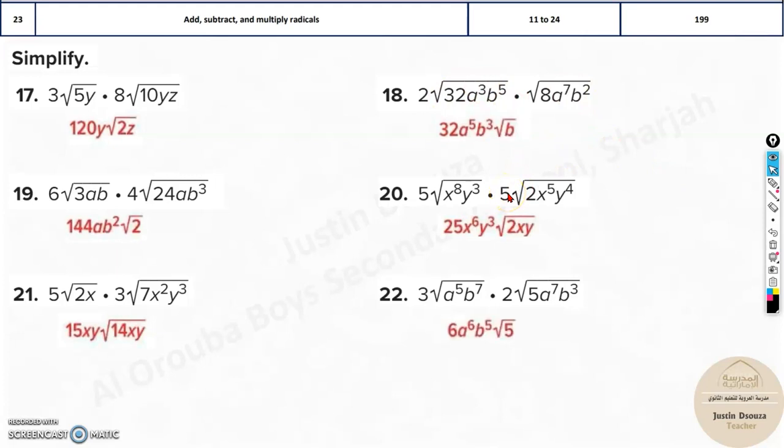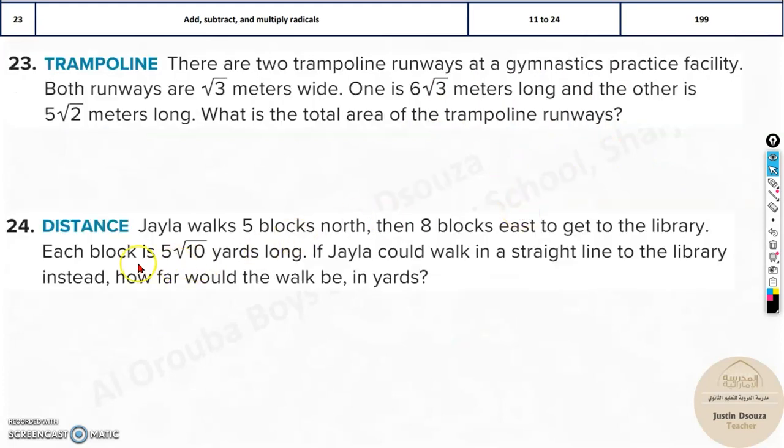Similarly, please do try the others. They are very straightforward. Once you understand the concept, it is really, really straightforward. Okay, then we have some real world problems. These are again the same because you're just adding or multiplying. Now you can see over here, there are two trampoline runways at a gymnastic practice facility. Both runways are root 3 meters wide. Okay. One is 6 root 3 meters long and the other is 5 root 2 meters.